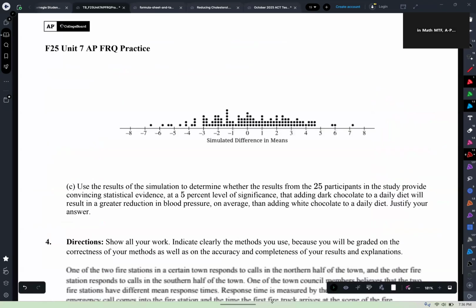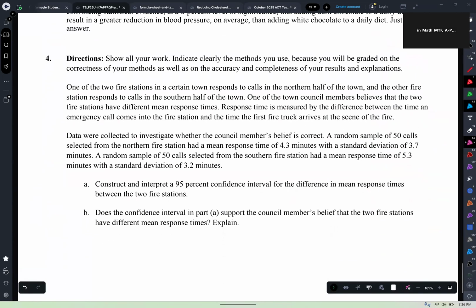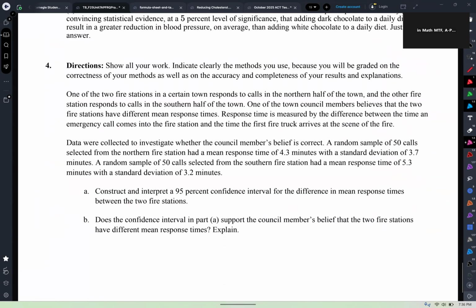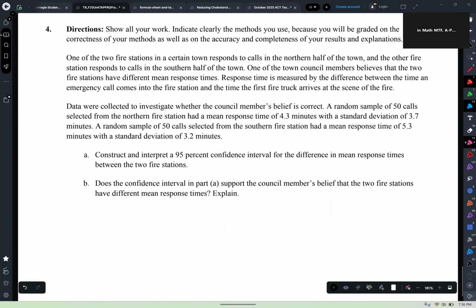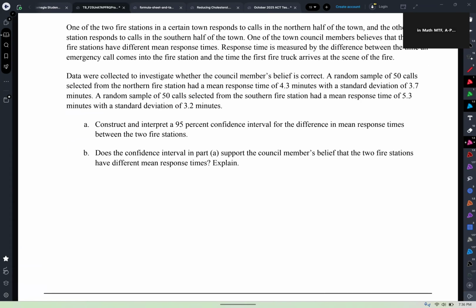But all right, let's look at number 4. So one of the two fire stations in a certain town responds to calls in the northern half of the town, and the other fire station responds to calls in the southern half of the town. One of the town council members believes that the two fire stations have different mean response times. Response time is measured by the difference between the time an emergency call comes into the fire station and the time the first fire truck arrives at the scene of the fire. Data were collected to investigate whether the council member's belief is correct.